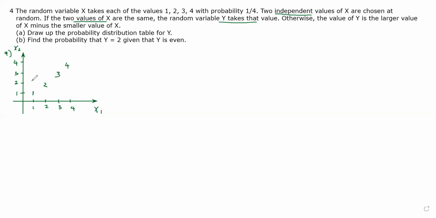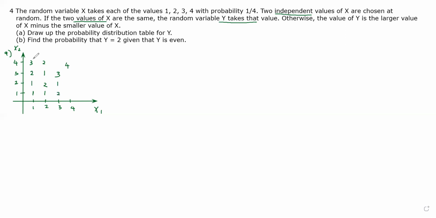A 2, 1 here, the difference is a 1. A 3 and a 1 has a difference of 2. 4 and 1 has a difference of 3. So a 1 and a 2 has a difference of 1. 3 and 2 has a difference of 1. 4 and 2 has a difference of 2. And 1 and 3 has a difference of 2.